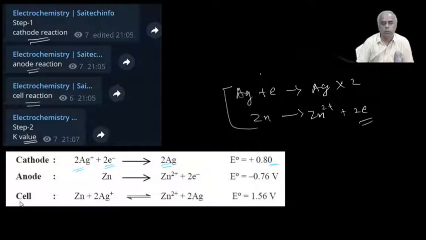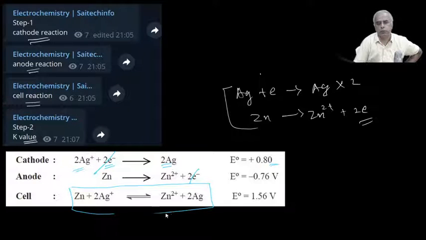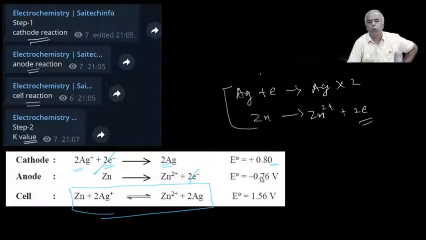Now what is the cell? You can combine these two. When you combine these two, you have Zn plus 2Ag plus, and the electrons can be cancelled since they are in opposite positions. Then Zn2 plus and 2Ag. Now this is the cell reaction. Now you are just adding these two values: 0.80 plus 0.76 is 1.56.